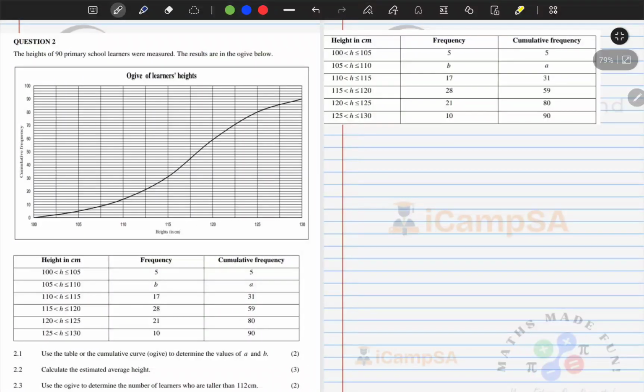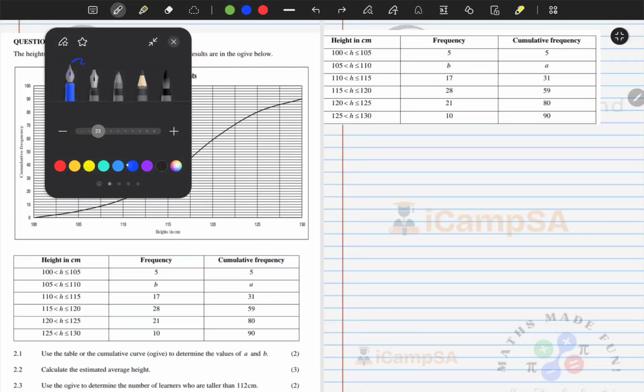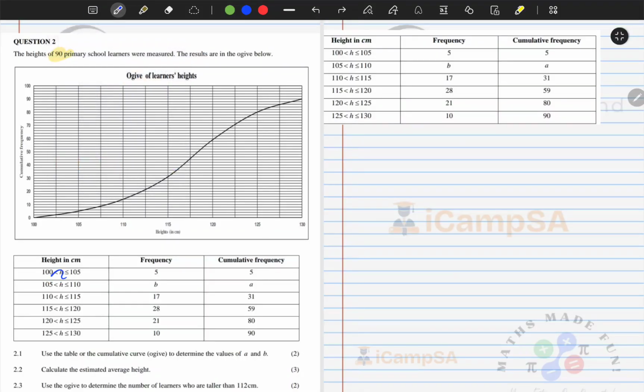So we're given the question statement, which is that the height of 90, and this is very important, the height of 90 primary school learners were measured. The results are in the Ogive curve below, right? And then we're given the table subsequently, and you will see that we measured heights between 100 and 130, and then we classified them into different classes, okay?